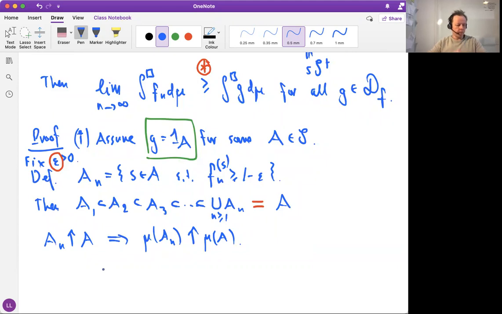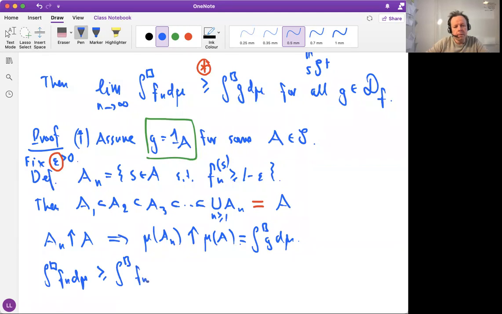Let's see. The measure of A is also equal to the integral of G. The conclusion now is that what we were studying are the integrals of these Fn functions. They are bigger than if we multiply the Fn by the indicator of something. So we multiply Fn by the indicator of An. That's a smaller function and still a simple function. So then this inequality is true.